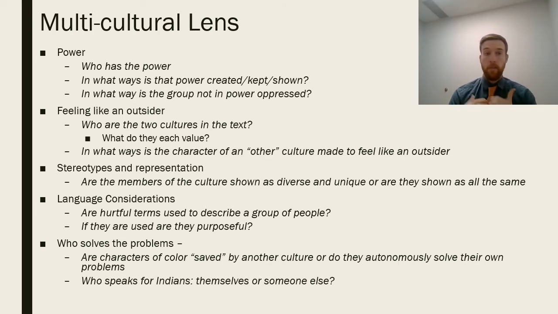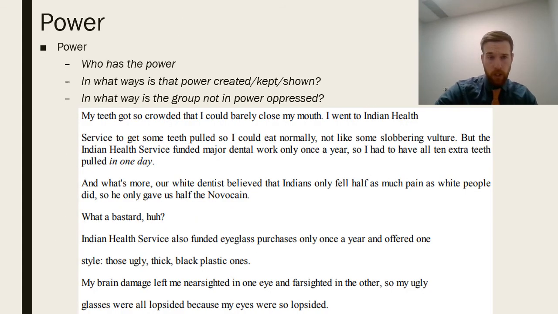Is someone else speaking for them? Is someone else solving their problem? So these are the 5 traits we're going to work with. Right now, it'll probably feel like a lot, but as we go through, you'll start seeing that these things are coming up again and again as we're reading, and it'll be easier to spot them. So I'm going to go through and give you some examples for each one.